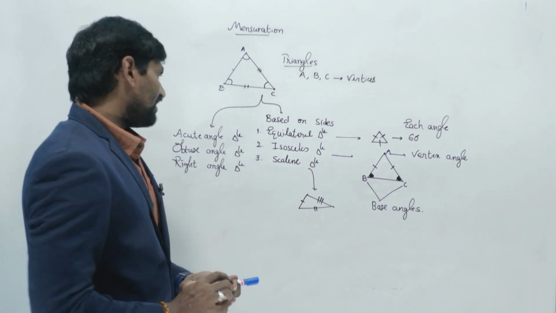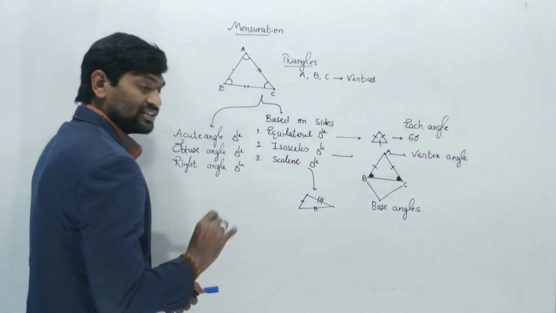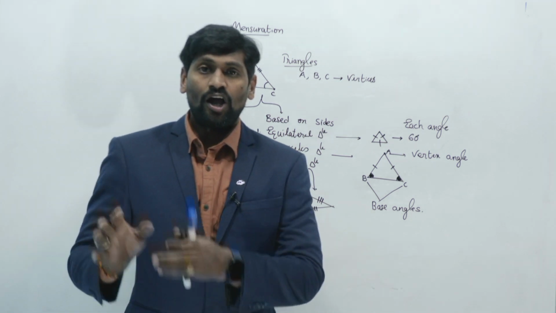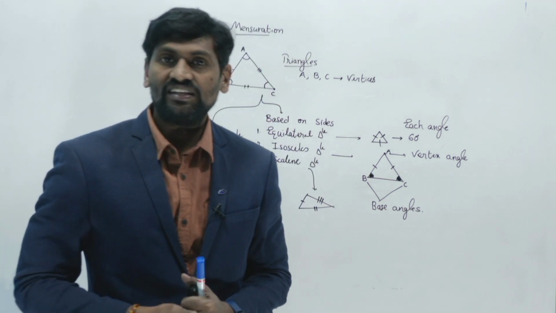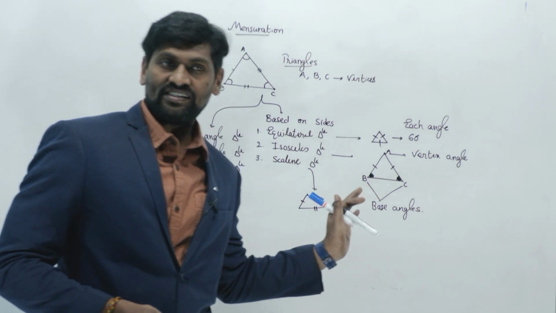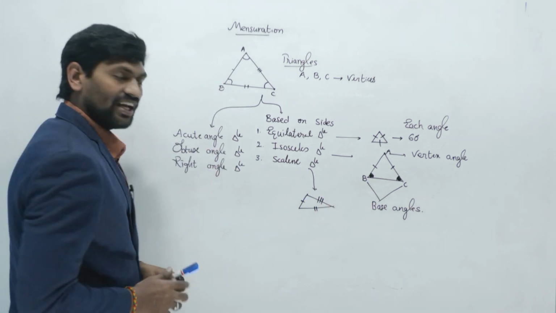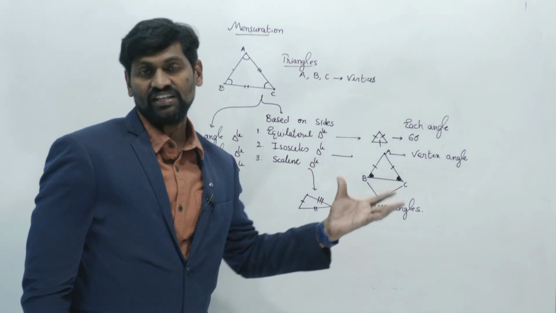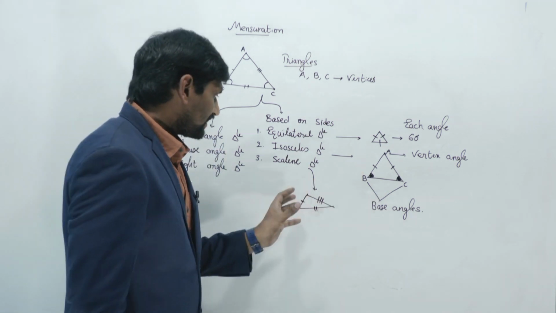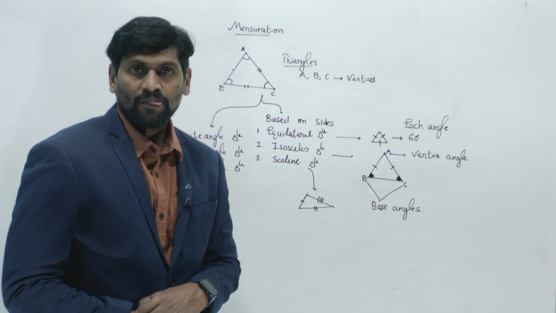Now the same way, the acute angle triangle. When you take a triangle and all three angles are less than 90 degrees, it is called an acute angle triangle. A scalene triangle can also have all three angles less than 90 degrees.